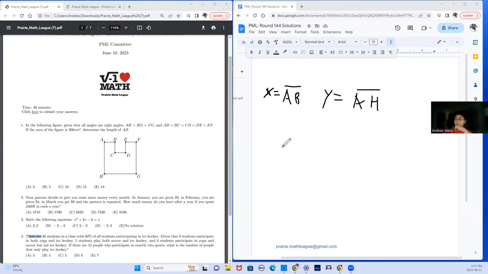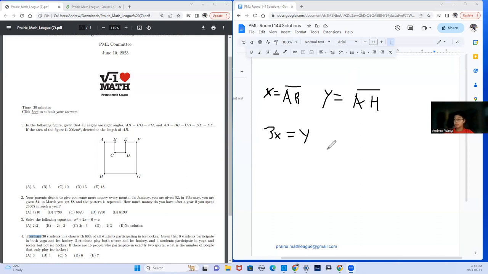Since all angles are right angles, we can see that 3 of the X is equal to 1 Y. From the top here, we can see that AB, BC, CD, DE, and EF, the smaller side lengths, will cover 1 large side length. And so we have the equation 3x equals y.